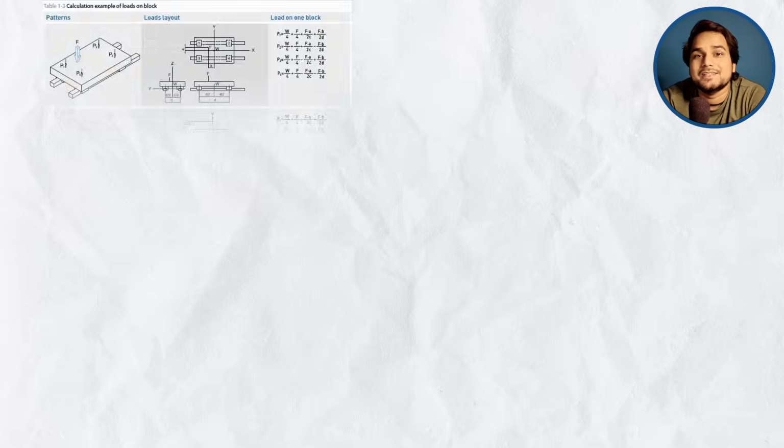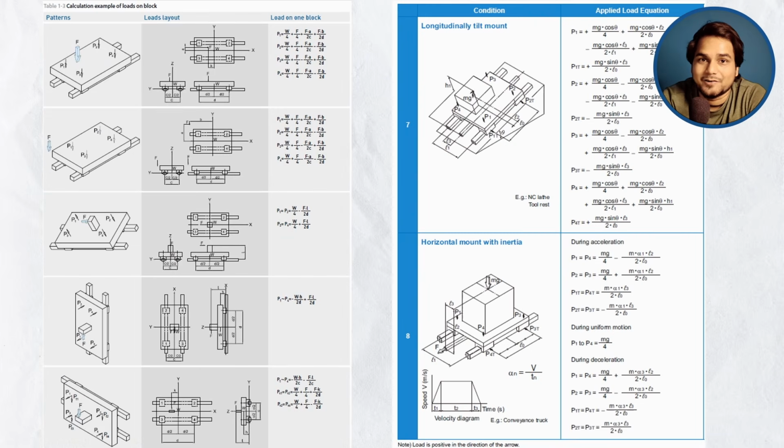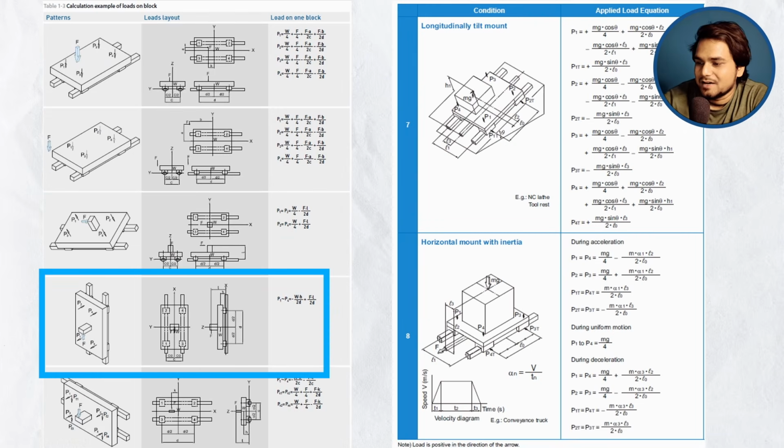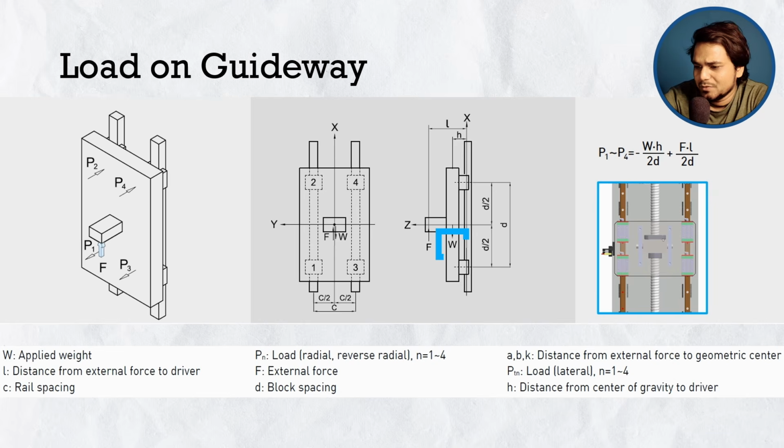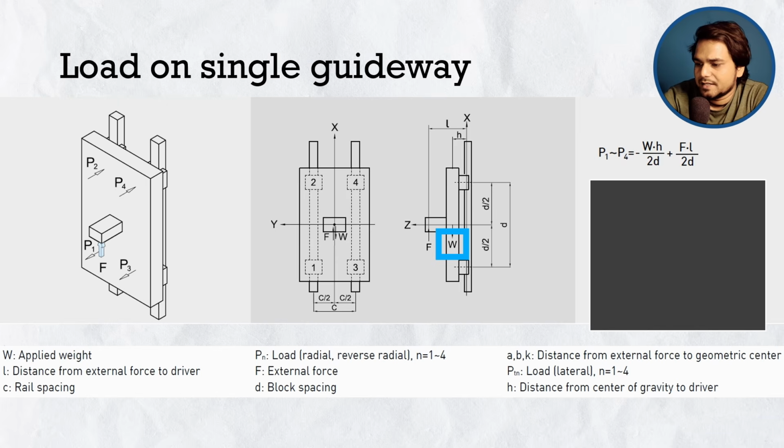And calculating the load on a single block is a tedious process. However, we can calculate the load on a single rail using the catalog layouts. And this is our case. Here W is the applied weight. In our case, the applied weight is 55 kg.